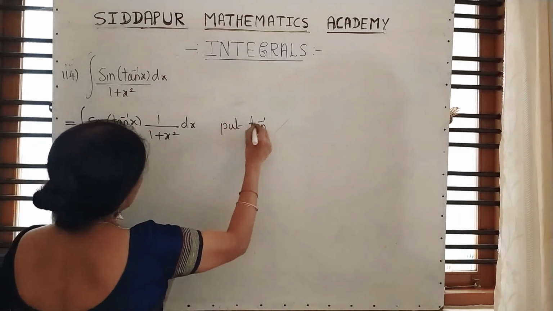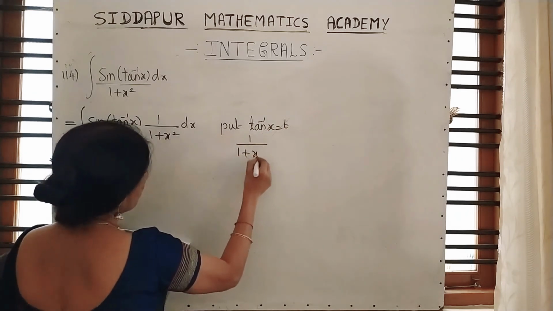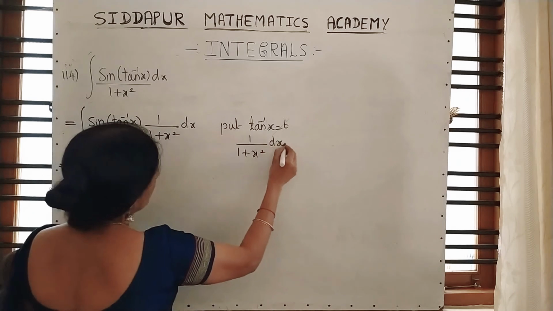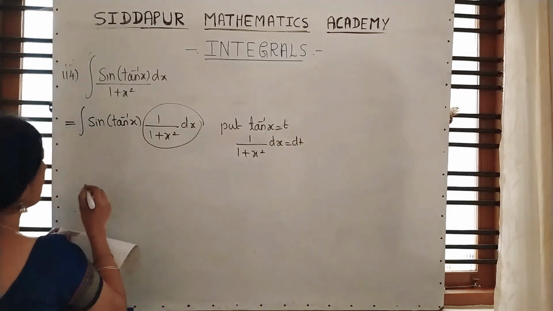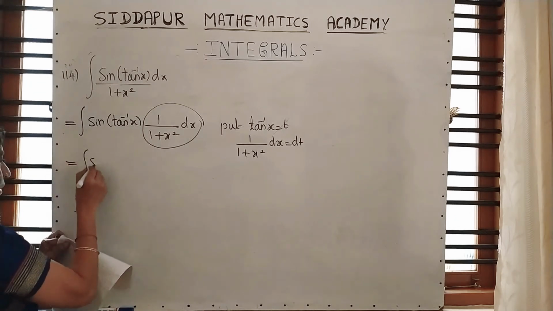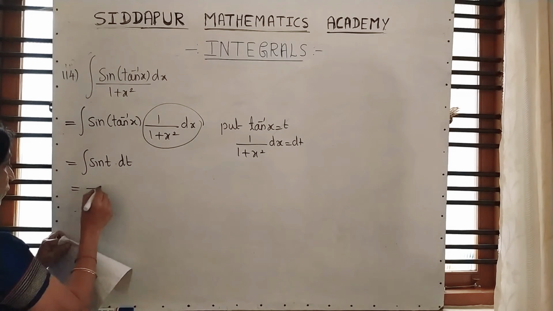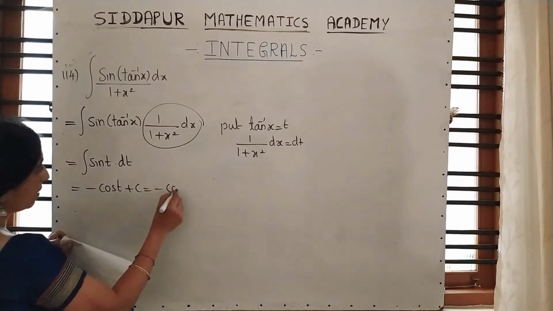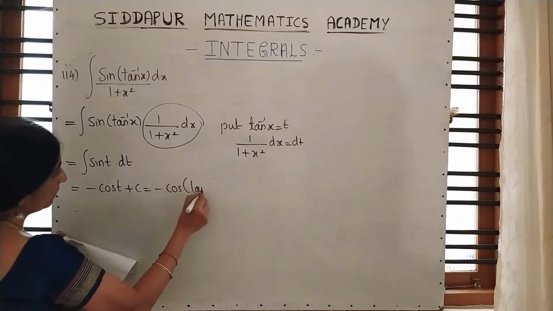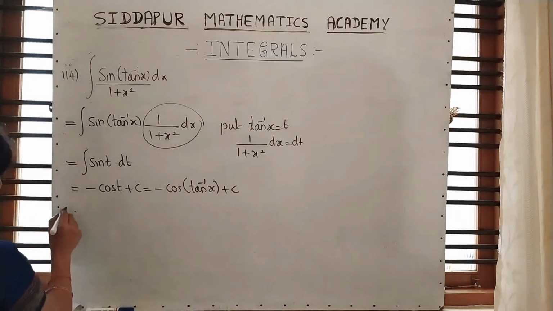Put tan inverse x as t. Differentiation of tan inverse x is 1 upon 1 plus x square into dx. See, we got this value. Yes, that is dt. It is sin t into dt. Integration of sin t is minus cos t plus c. It is minus cos of tan inverse x plus c.